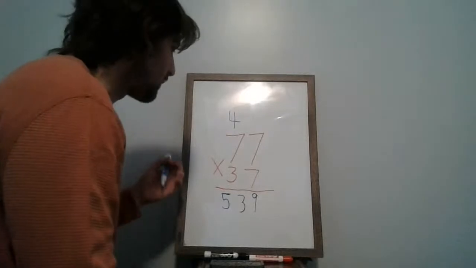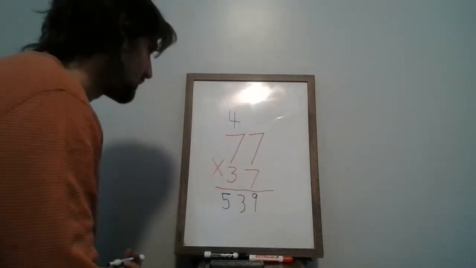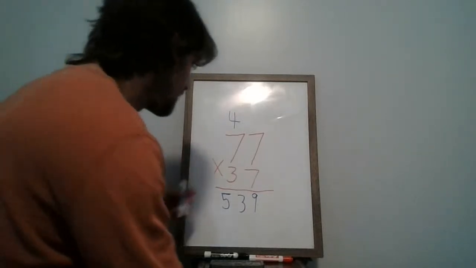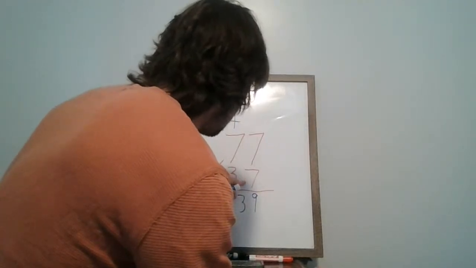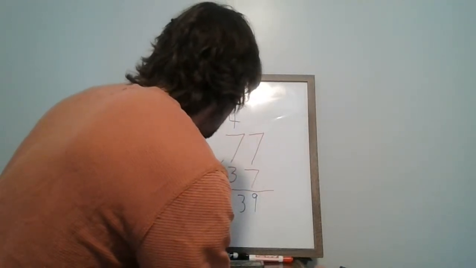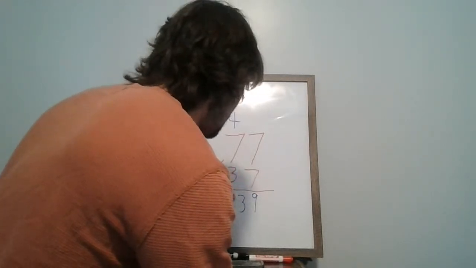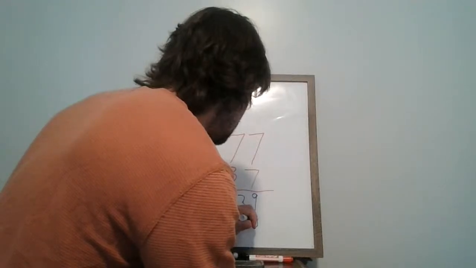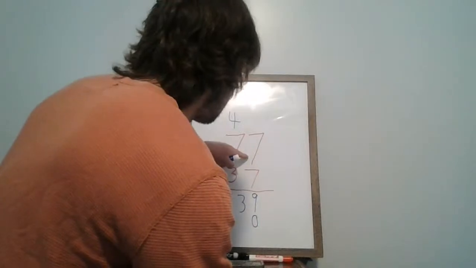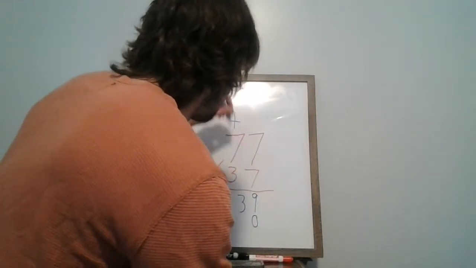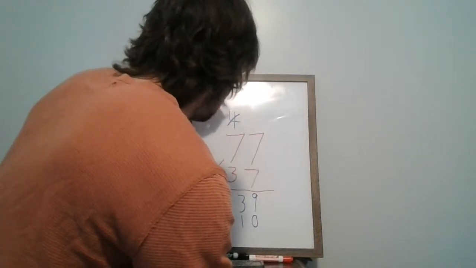So this would be our answer if we were only multiplying 77 times 7. But since we're multiplying 77 times 37, we have an extra step. So now we got to multiply 30 times 7. 30 times 7 really is the same as 3 times 7. The only difference is we have to add a 0 to our answer. So I'm going to put a 0 in the ones place. 3 times 7 is 21. So I'm going to put a 1 in the tens place and carry the 2 over.